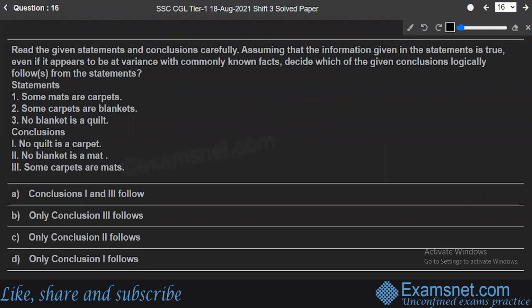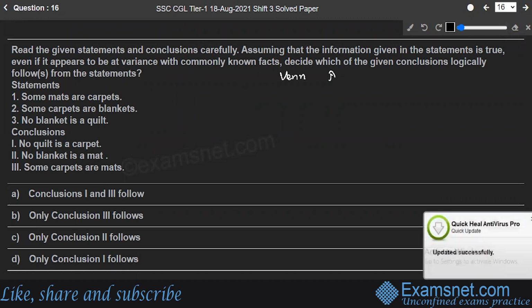Question number 16, read the statements and conclusions carefully, assuming that the information in the statements is true, even if it appears to be at variance with the commonly known facts. You have to decide whether the given conclusions logically follow from the given statements. So you have to tell which conclusion is correct according to these statements which are given. So let's read the statements. Some mats are carpets. Let's draw a Venn diagram to depict the problem. So here's the Venn diagram.